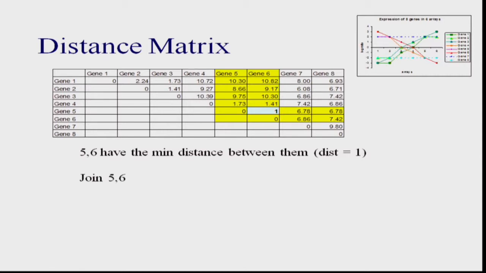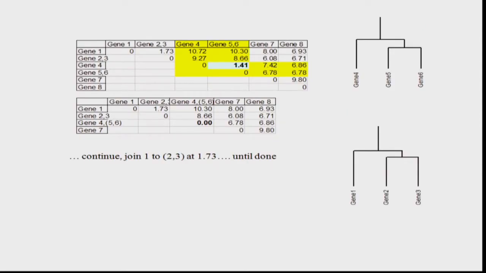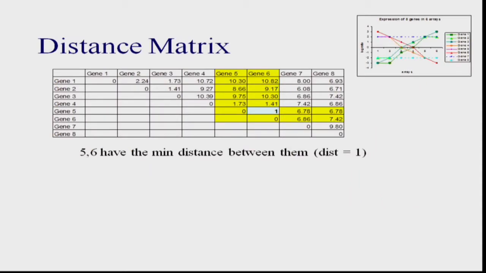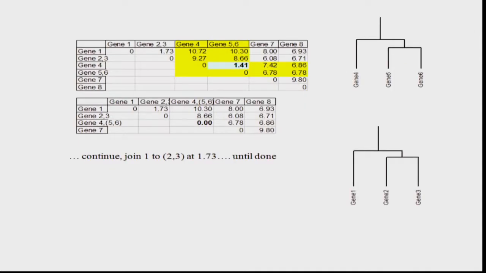Okay? So now we join 5 and 6. We join 5 and 6 together. We now take the minimum of each of 5 and 6. We have a new row here. Sorry, I missed one there, didn't I? We take the minimum now of 5 and 6. So the minimum here is 0. The minimum here is 6.78. The minimum here will be 6.78. Okay, so you'll see that here, 6.78, 6.78.